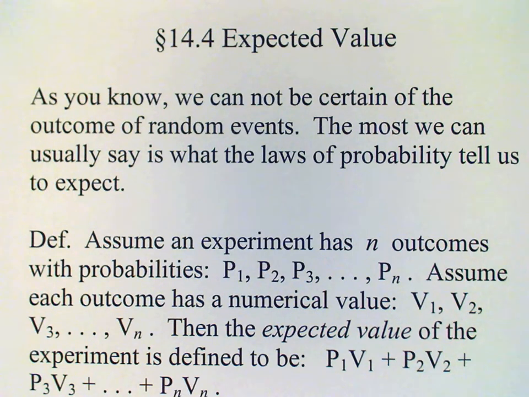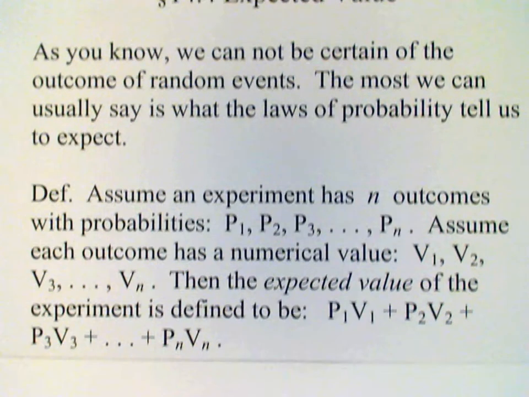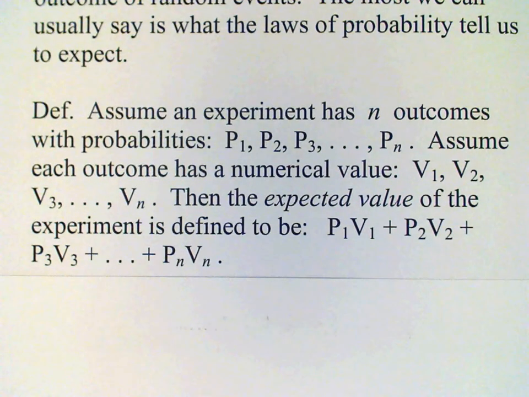Suppose that an experiment has n outcomes, and there are probabilities associated with each of these outcomes. So we have P1, P2, P3, on out to Pn. And furthermore, we'll assume that each outcome has associated with it a numerical value, V1, V2, V3, and so on out to Vn. Then the expected value of the experiment is defined to be the sum of the products pairwise of these values and probabilities. So we have P1 V1 plus P2 V2 and so on out to Pn Vn.